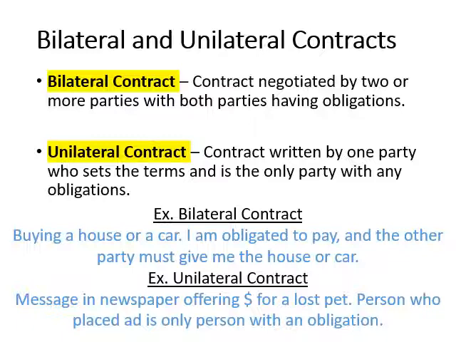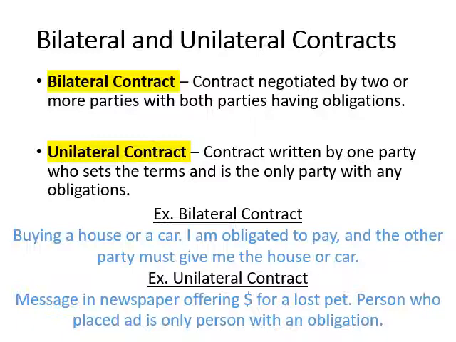Okay, so a bilateral contract example we're very familiar with. If you buy a house, you buy a car, literally if you buy pretty much anything, it's going to be a bilateral contract. And the reason for that is I'm going to exchange money, that's my obligation, and then the person that I am buying from has an obligation to give me that item or to provide that service.